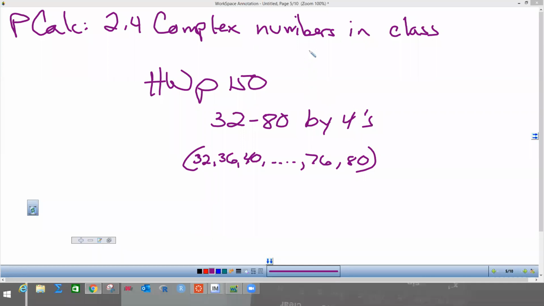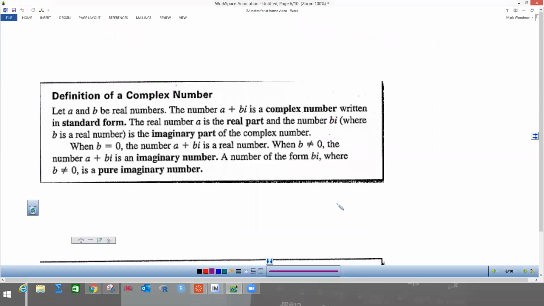Okay, this is the 2-4 complex numbers in-class notes for page 150. In class, you're going to be doing these. When you're at home, you've got another video to watch for the problems at home. So we're going to do just a few of these.